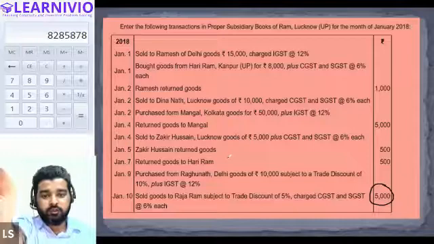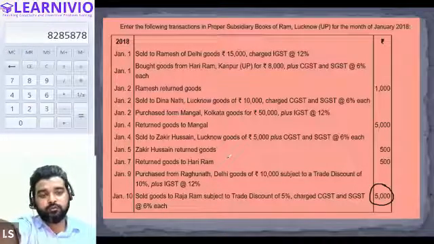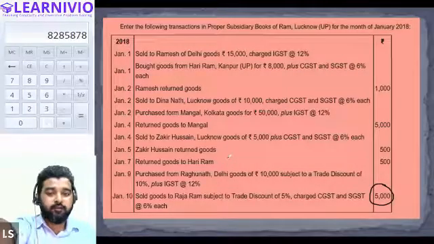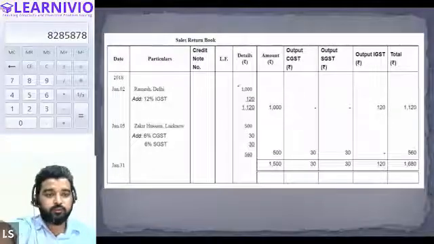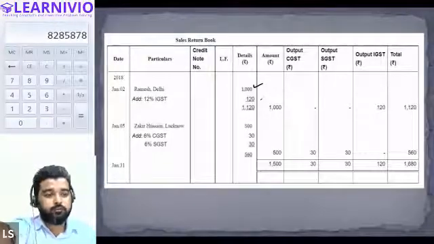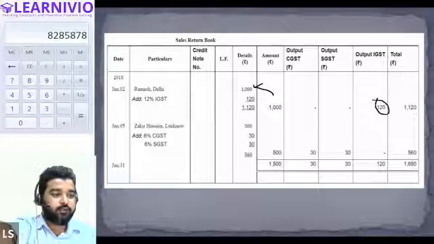Now the third transaction, January 2nd, Ramesh returns goods. So this will be recorded in the sales return book. Ramesh is returning goods of rupees 1,000, and IGST is also applicable, which is 120. So the cost will be recorded here, IGST will be here, and the final value will be here.